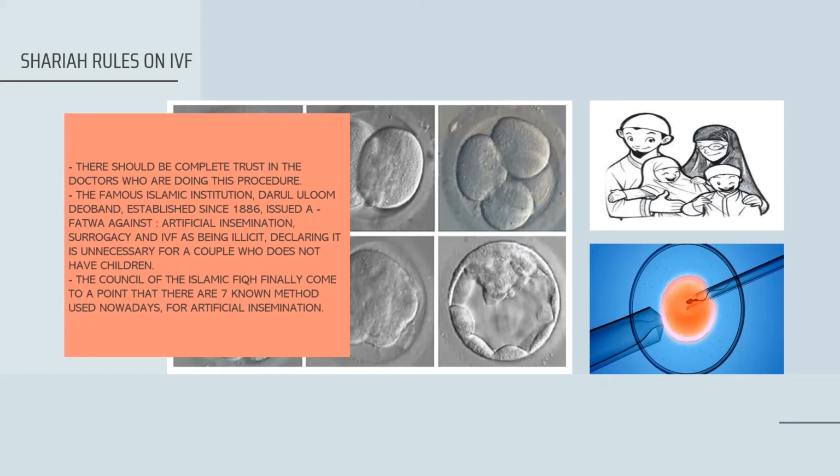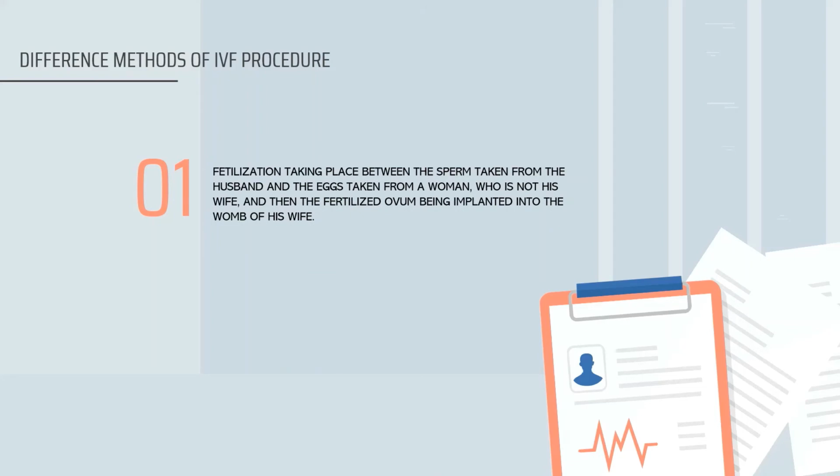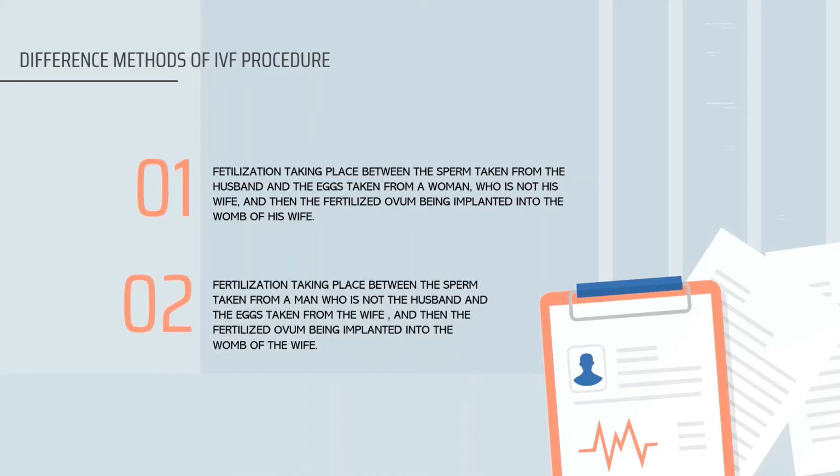After looking towards that, the Council of Islamic Faith finally came to the point that there are 7 known methods used nowadays for artificial insemination. 5 of them are not allowed under the Sharia rule. The first one is fertilization taking place between the sperm taken from the husband and the eggs taken from a woman who is not his wife, then the fertilized ovum being implanted into the womb of his wife. The second is fertilization taking place between the sperm taken from a man who is not the husband and the eggs taken from the wife.